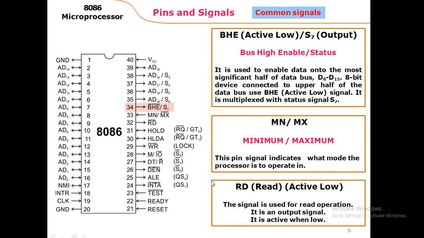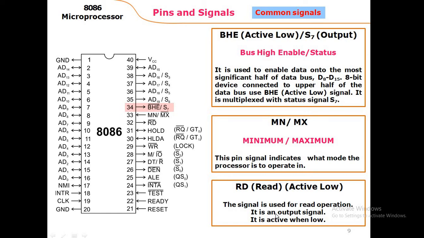Next come to BHE bar plus S7. This BHE, bus high enable signal, is also multiplexed with the S7 status signal. It is also an output signal. It is used to enable data onto the most significant half of the data bus, that is D8 to D15. An 8-bit device connected to the upper half of the data bus uses the BHE signal, and it is multiplexed with status signal S7. As I told you before, MN/MX bar is used to decide in which mode the processor is going to operate, whether in minimum mode or single processor mode, or in maximum mode, that is multiprocessor mode.